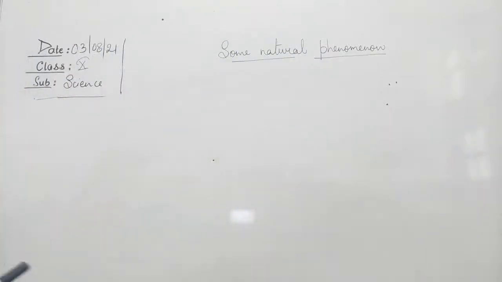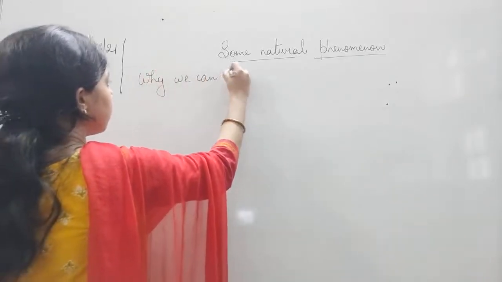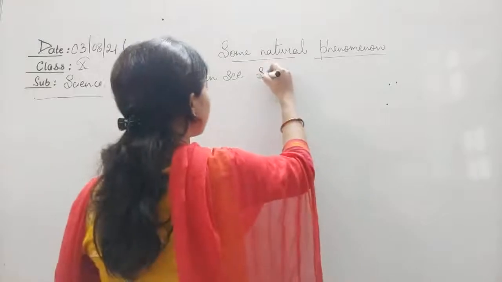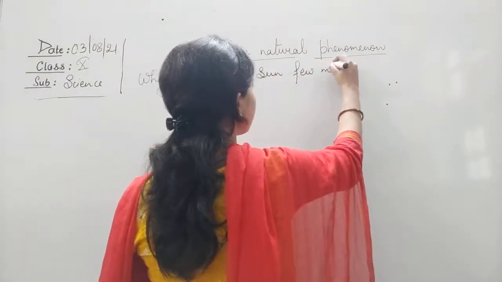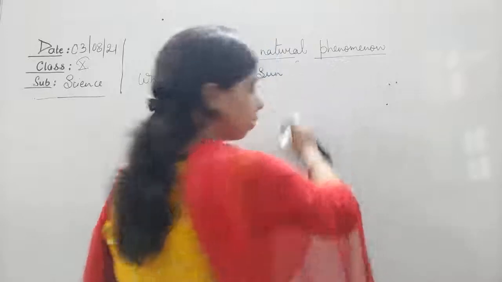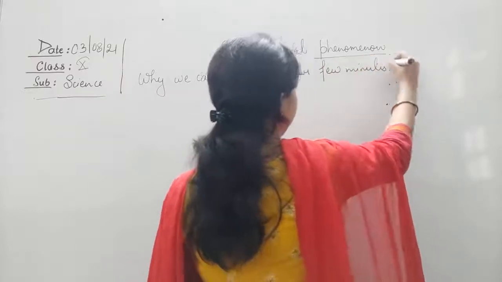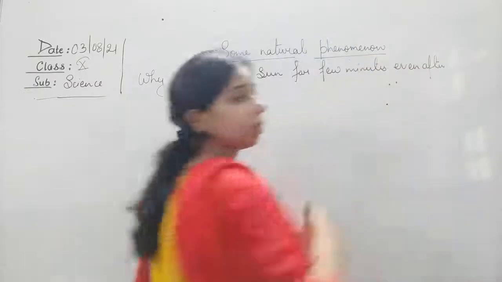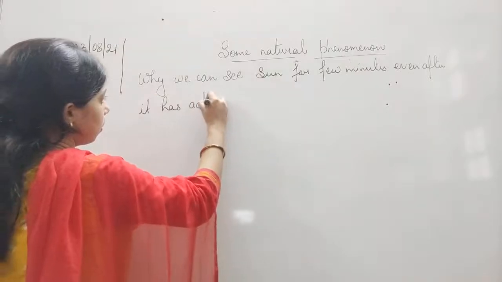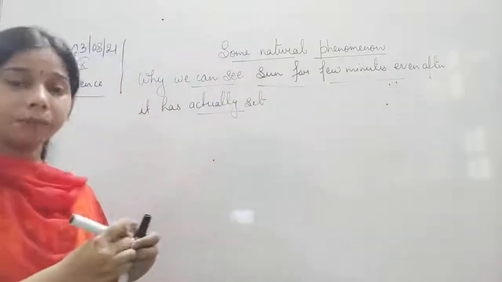So here the topic is, why we can see the sun for few minutes, for few minutes, even after it has actually set. Actually, what happened here?